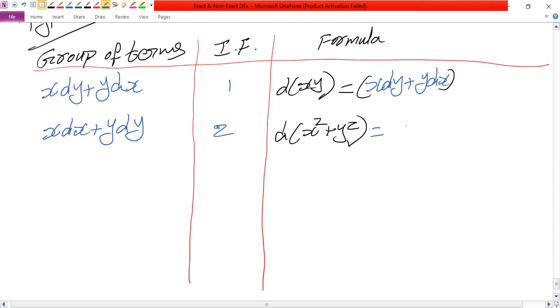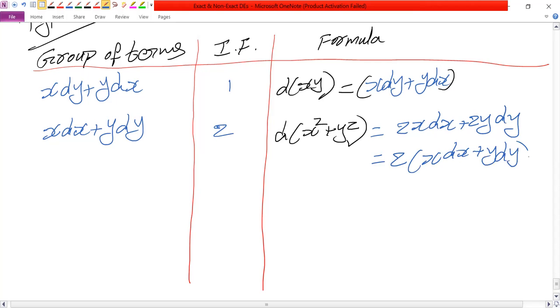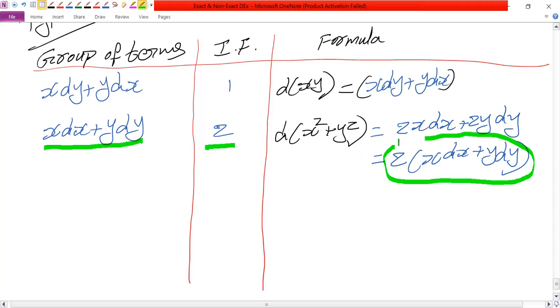So now tell me, what is the differentiation of x square plus y square? 2x dx plus 2y dy. Okay, from these two terms, can I take 2 common? If I take 2 common, 2 into x dx plus y dy. Now if we observe, what can we identify? Multiply the group of terms and integrating factor, then are we getting this one only? So wherever we have this 2 into x dx plus y dy, I am going to write from here onwards d of x square plus y square.